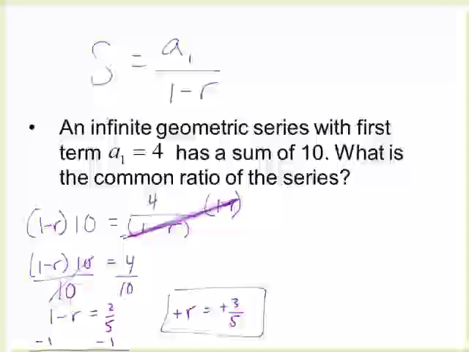Questions? Why did we make it positive when it was negative? Both sides were negative, so I just divided by a negative 1 to cancel out both of those negatives.